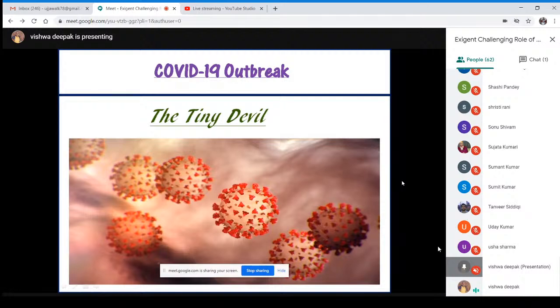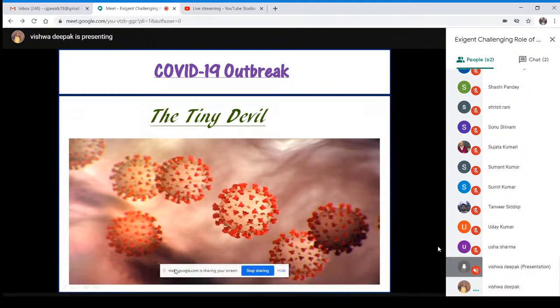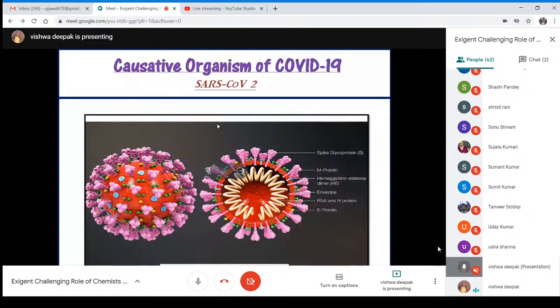Now the question arises: how can we get rid of this devil, and how much is our chemistry contributing? Let me tell you, in the next few slides you will be convinced that it is chemistry which is working in each and every step to fight this devil. The severity of this COVID-19 infection can be understood from the fact that within a very short span of time, it has closed the whole world.